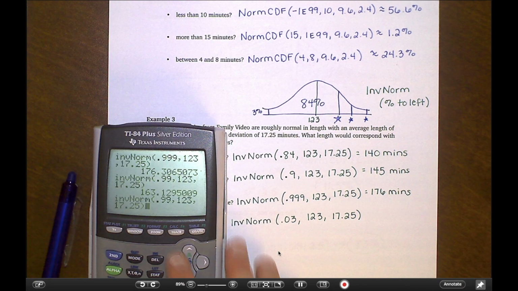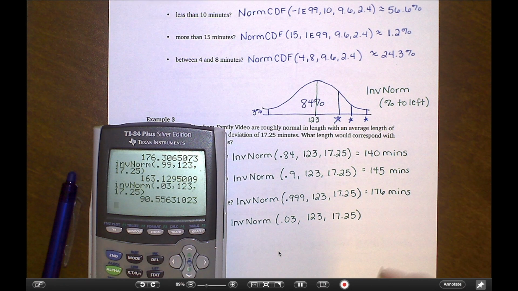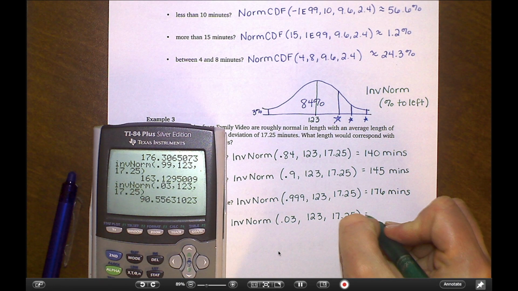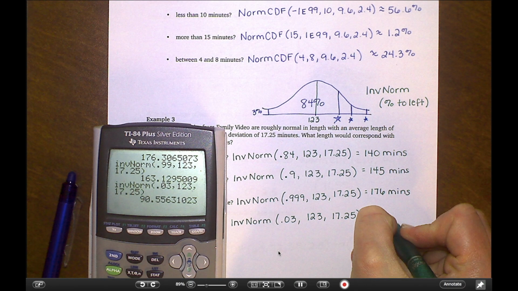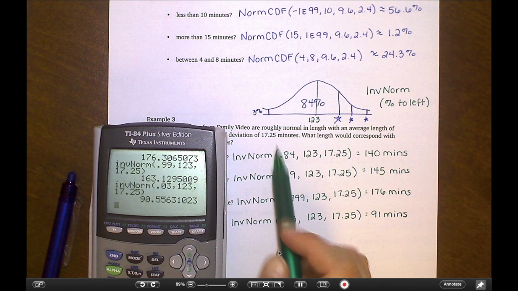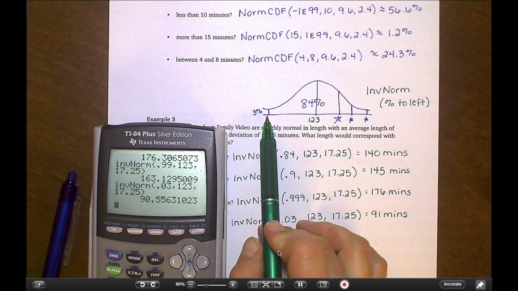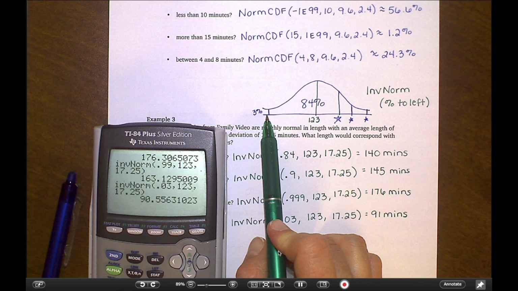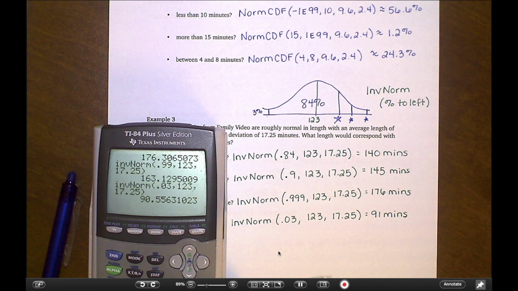So I'll change that to 0.03, and that would be 90. I guess we could round this to 91 minutes. I'm following my rounding rules. And we expected that to be significantly smaller than the 123, so it makes sense to me that that would be about 90 minutes.